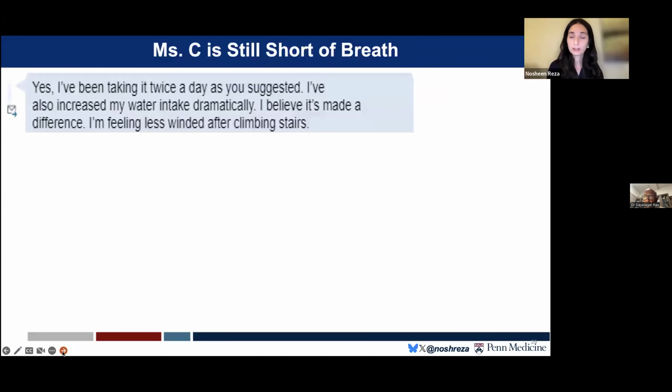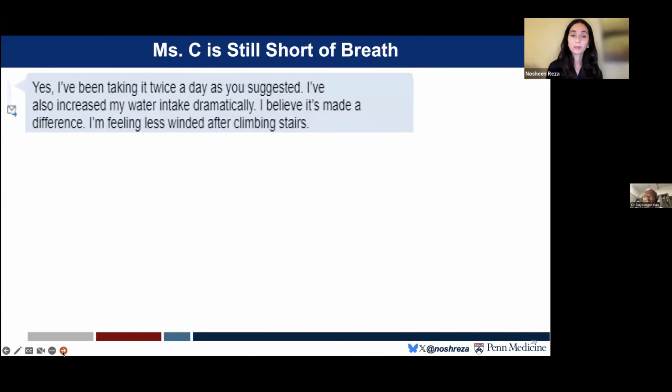So let's go back to our patient who's still short of breath. We started with, as the guidelines recommended, beta blockers for her, and she messaged our clinic saying she's taking the beta blocker twice a day, as we suggested. She's increasing her water intake to hydrate more, and she feels like it's made a difference. She's less winded after climbing stairs.